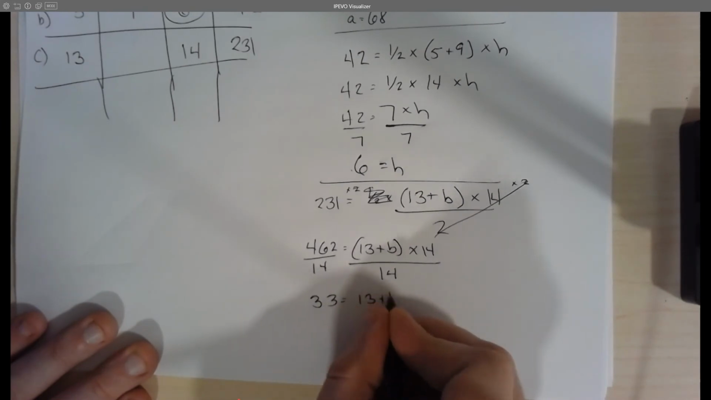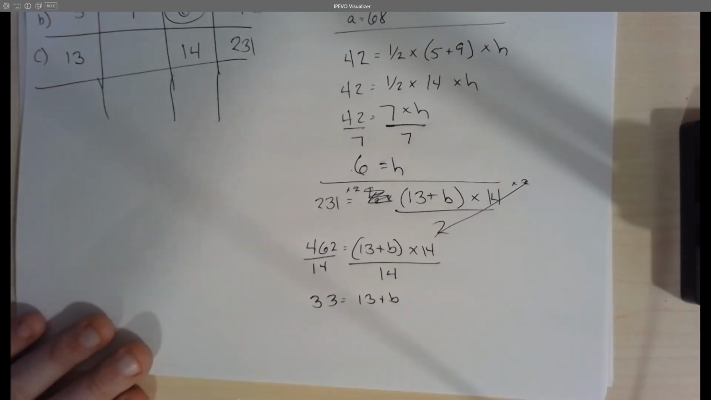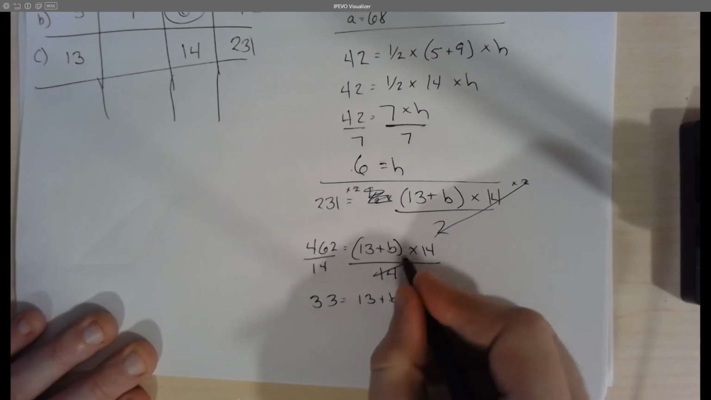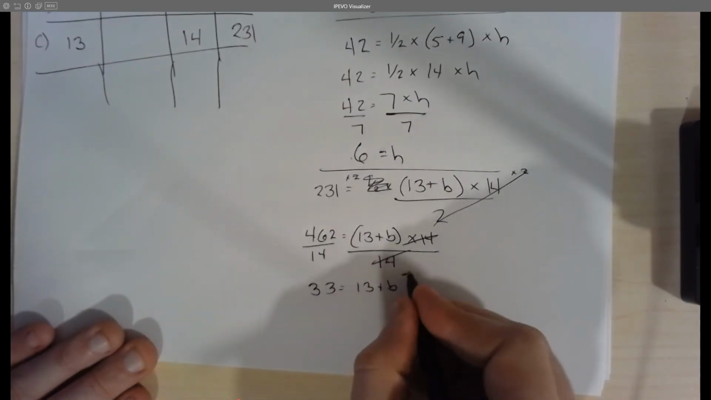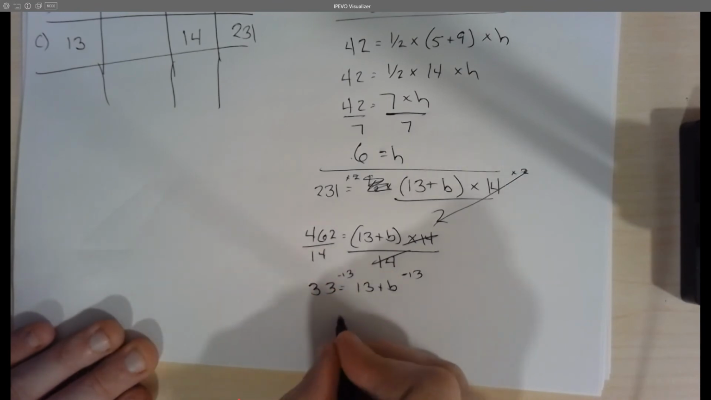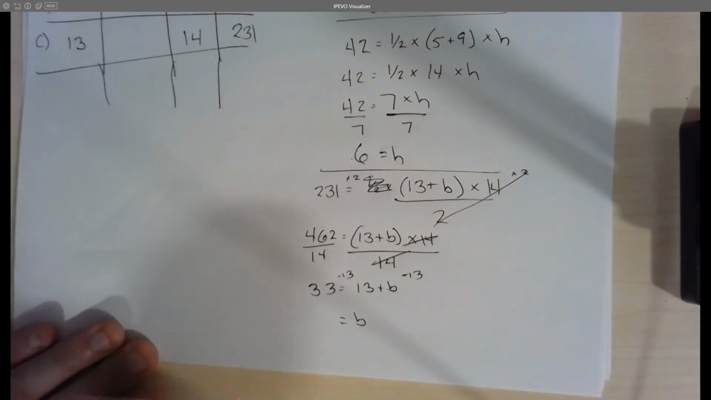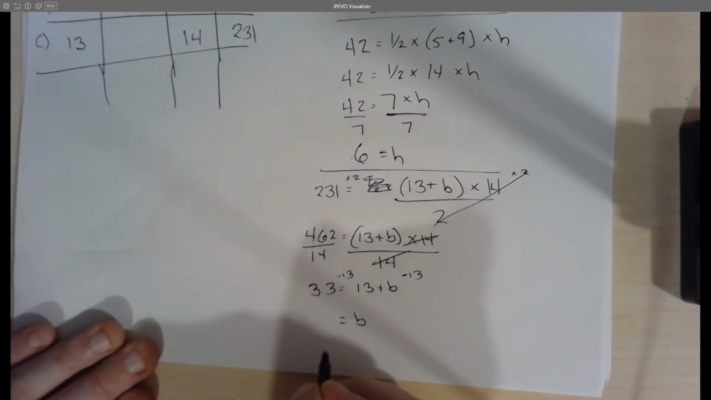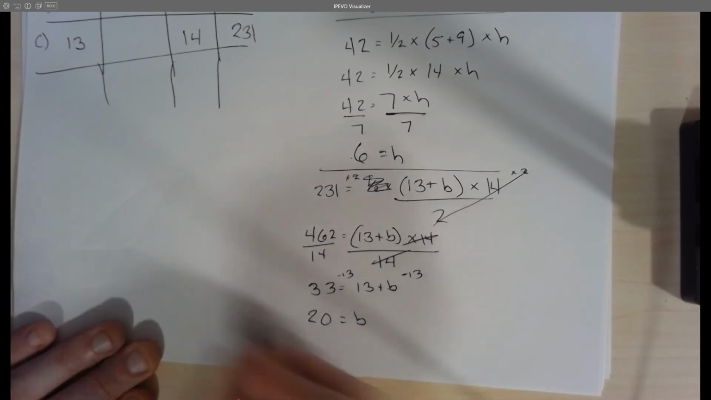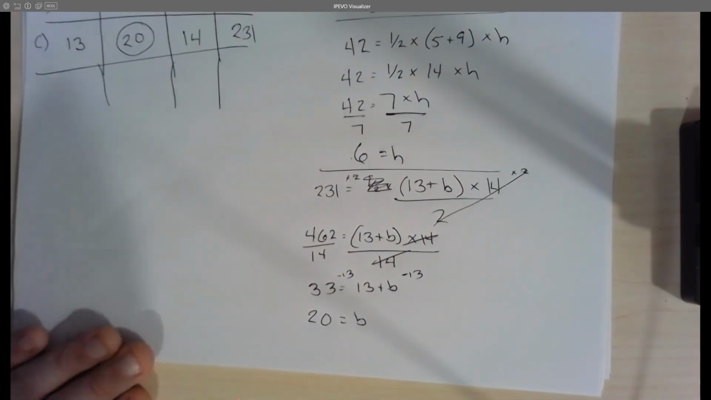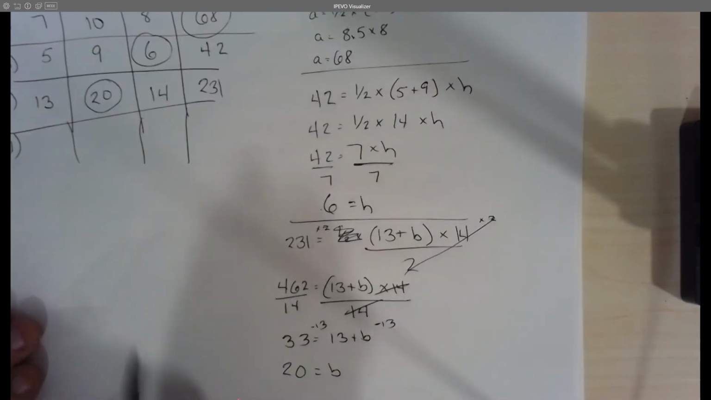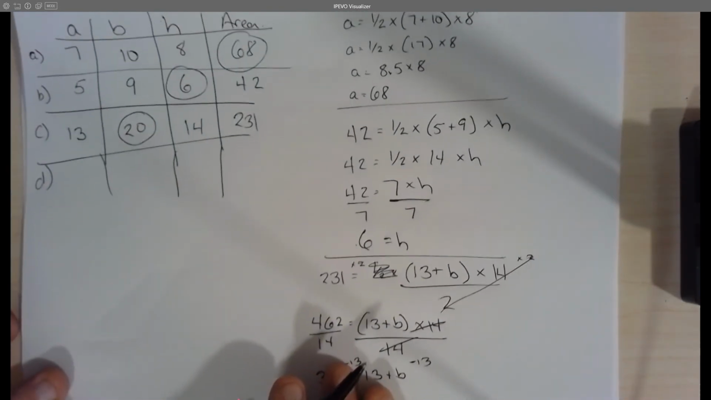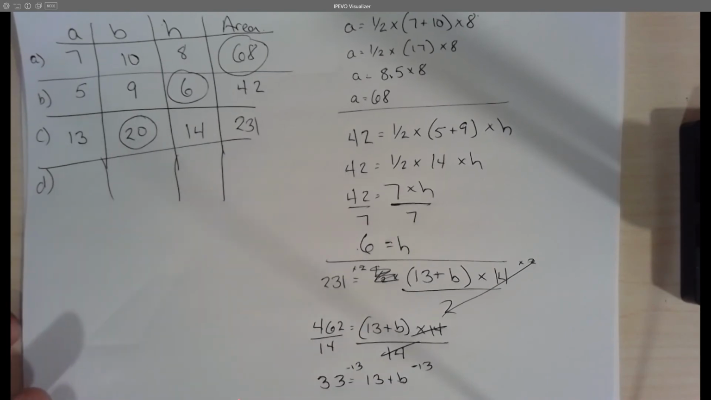So now I got rid of those brackets because that's the only thing that's left. These canceled out. I can now subtract 13 from both sides to figure out that my second base here is going to be 33 minus 13, or 20. So that's my value there. So a little bit trickier as we went through, a lot more steps involved in that one. Some algebra involved in that one too.